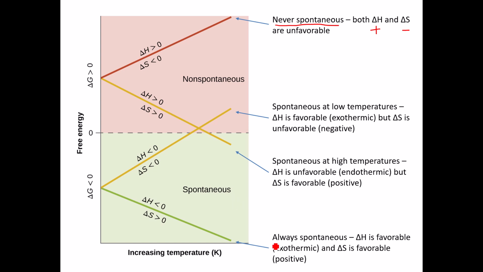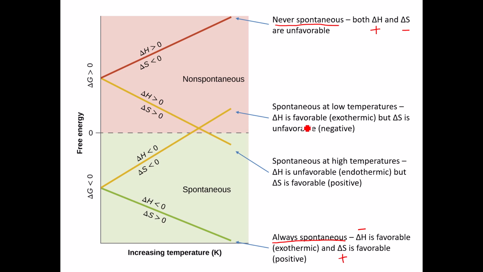The opposite of that down here at the bottom, always spontaneous, occurs if I have 2 favorable values, delta H being negative or exothermic, and delta S being positive or an increase in entropy for the system. Both of those are favorable to increase entropy of the universe, so those contribute to a reaction that is always spontaneous. No matter what temperature it's run at, it will be a spontaneous reaction.